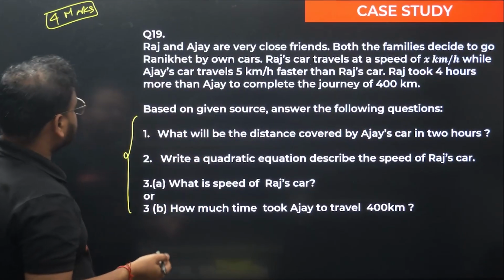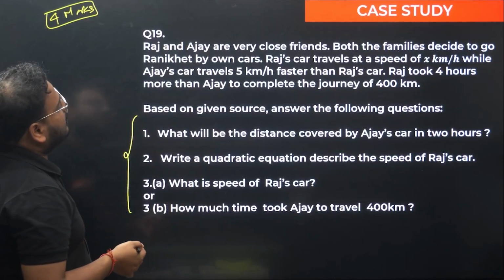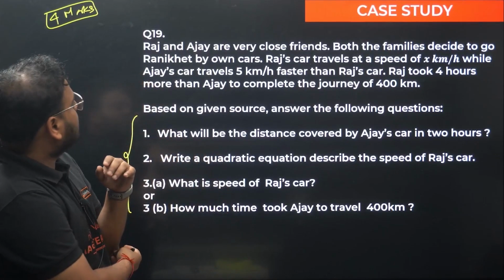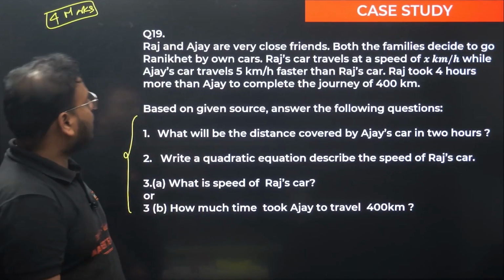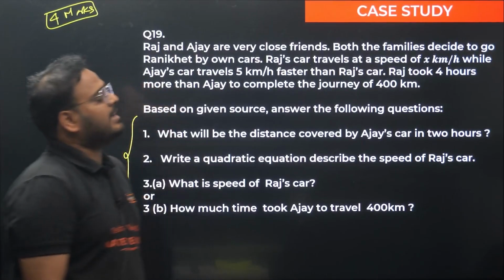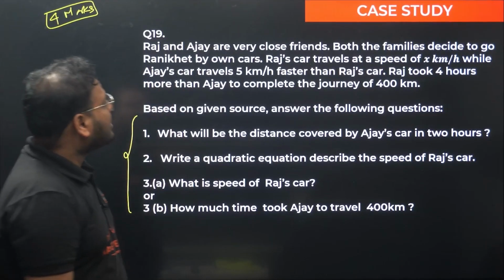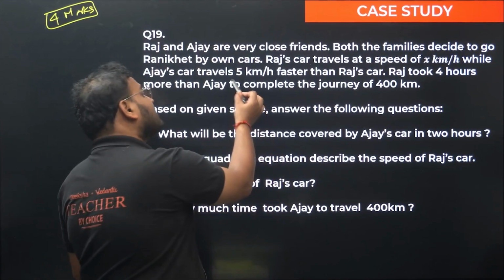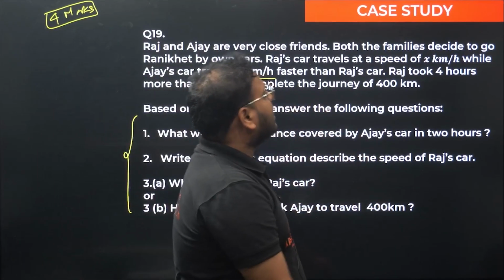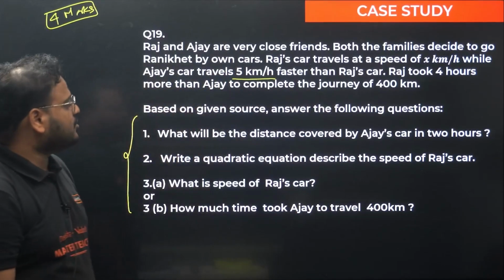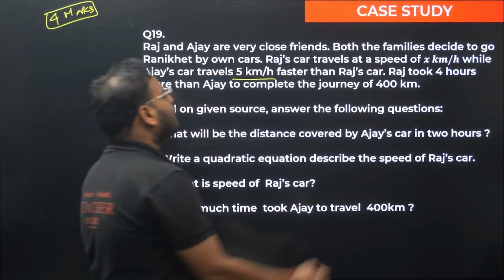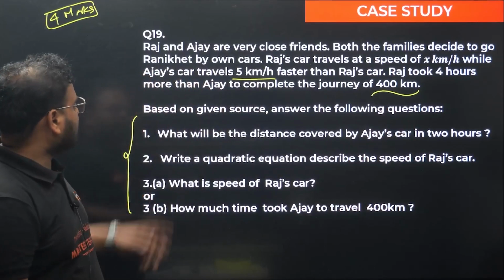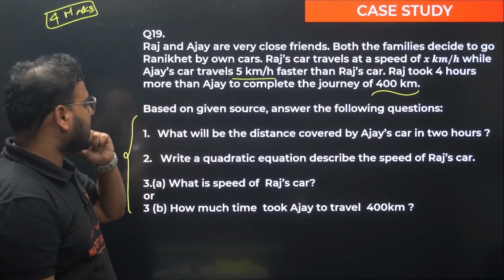Okay, great. So Raj and Ajay are very close friends. Both the families decided to go to Raniket by their own cars. Raj's car travels at a speed of x km per hour, while Ajay's car travels at a speed of 5 km per hour faster than Raj's car. Raj took 4 hours more than Ajay to complete the journey of 400 kilometers. Okay, superb. First of all, they are asking what will be the distance covered by Ajay's car in 2 hours.